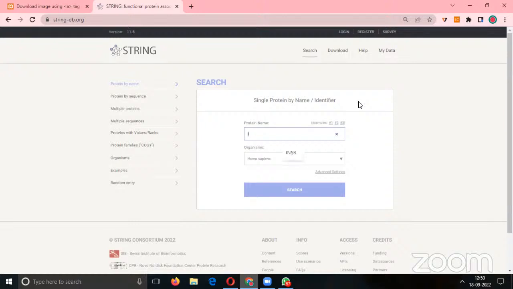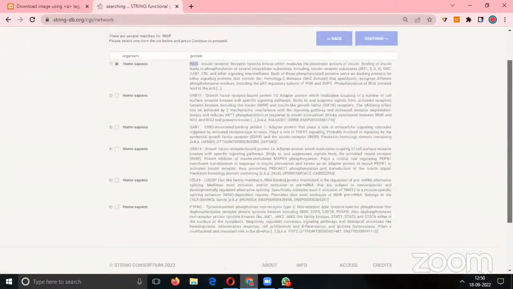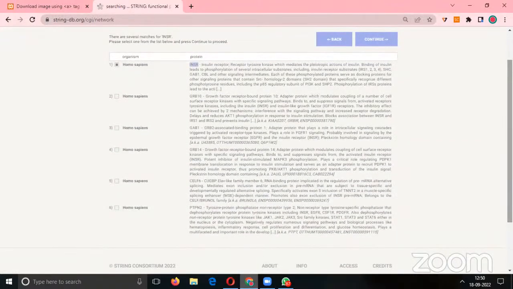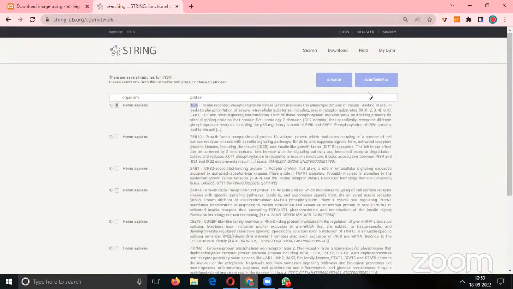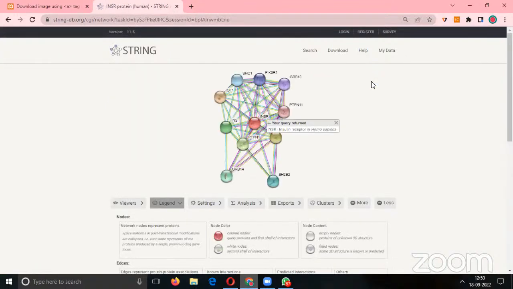INSR, right? Am I right? Okay, so now I am giving search. In this first page, it will give the probable interactions that INSR, the insulin receptor, has, etc. But what is our aim? We need to see the interaction network. So I am giving continue. When I continue, you will see this kind of interaction map.